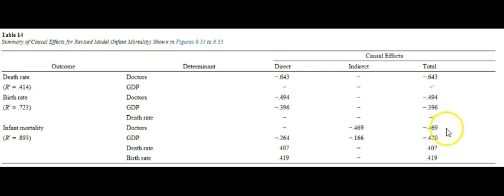And the Model 2 analysis can be presented as a table that shows both the direct, the indirect, and the total effects. And this helps us understand some of the causal pathways involved with predicting infant mortality.